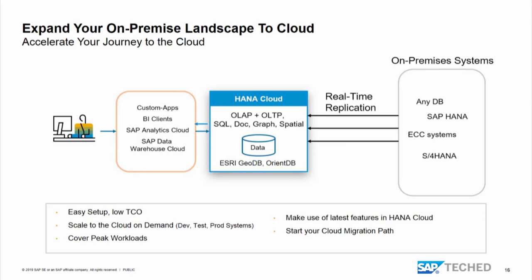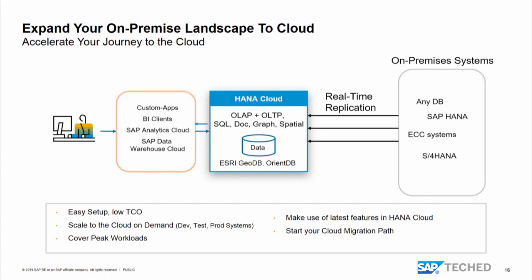So the idea is, again, starting with your on-premises systems on the right-hand side, which would manifest themselves as other databases, an SAP HANA system, your ECC systems, your BW4 systems, your S4 systems, even your GIS systems or other such systems. If you have excess or you need more capacity, more compute capability, you can then burst and replicate that information in real time to the HANA Cloud, where you can leverage the translytical and HTAP capabilities of OLAP and OLTP, all the other various engines, and run multiple applications on that.